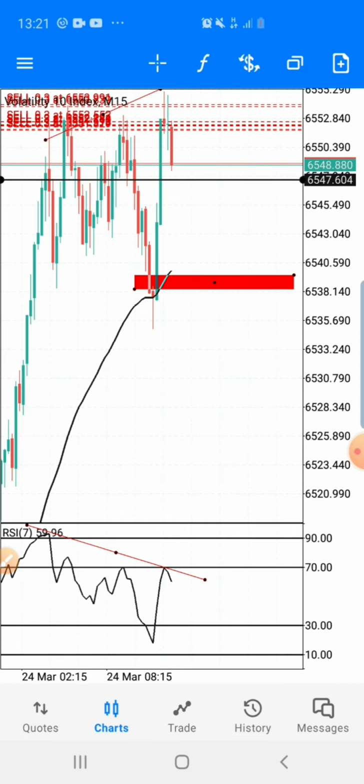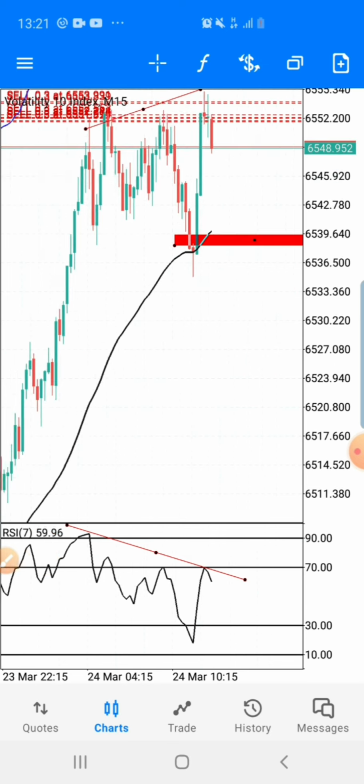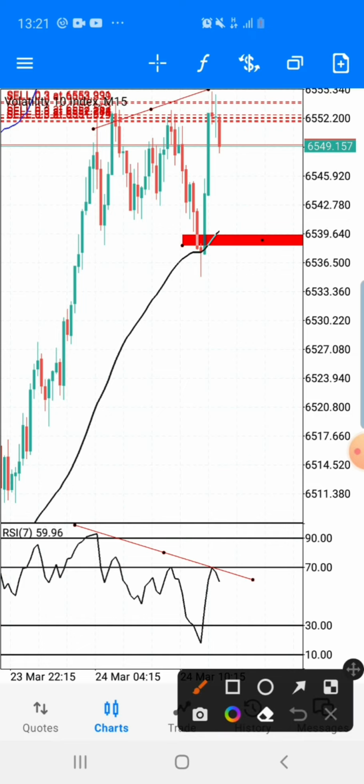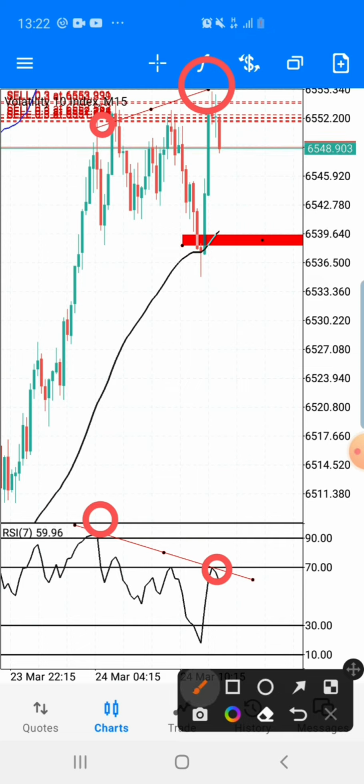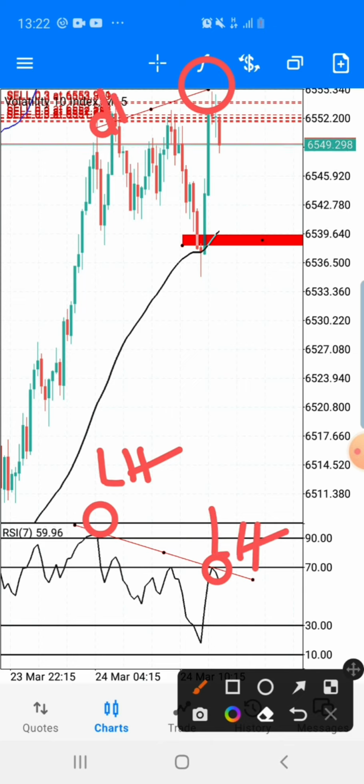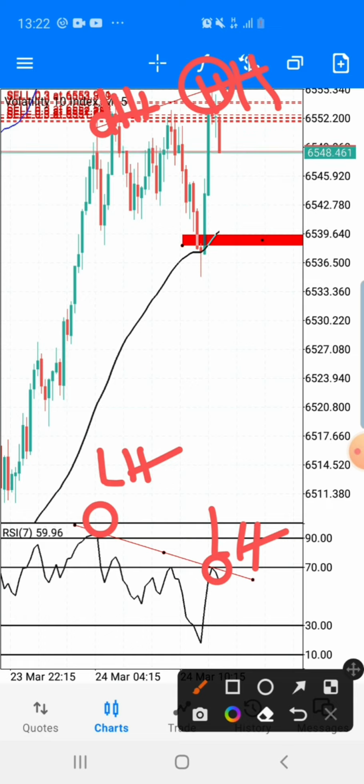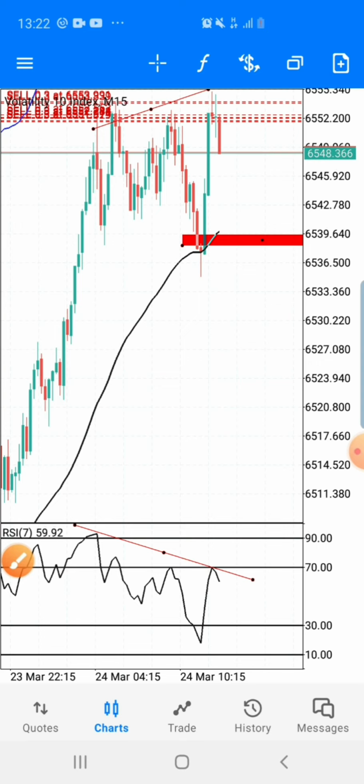So it's very simple, guys. The setup is simple, straight to the point. See divergence between the price and the RSI. Here you have the lower high, and here you have the higher high, which is a divergence. The chart is giving us the opposite of what the RSI is giving us. So that's exactly the reason why I'm taking this trade.